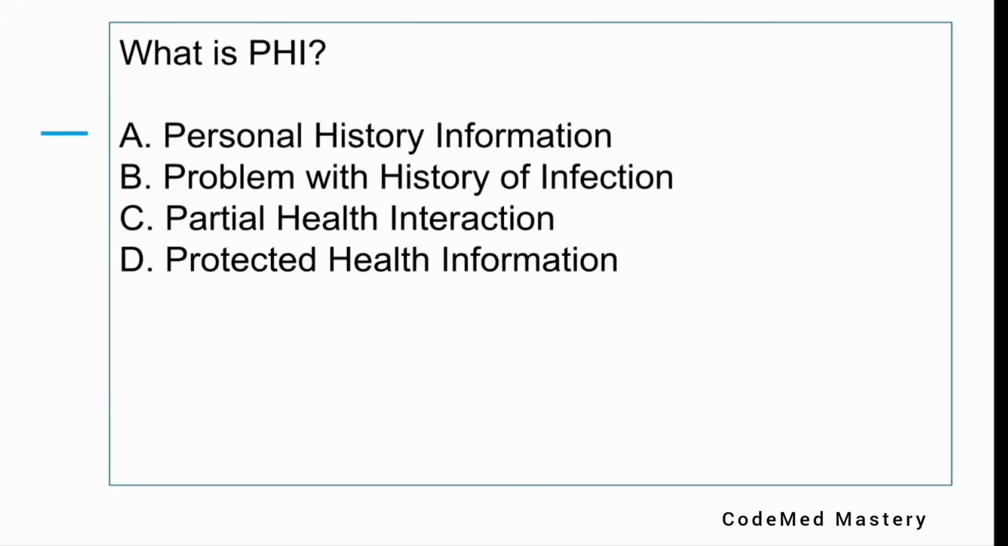The first question is, what is PHI? Option A, personal history information. Option B, problem with history of infection. Option C, partial health interaction. And option D, protected health information. The right answer is option D, protected health information. PHI is defined under HIPAA as protected health information.